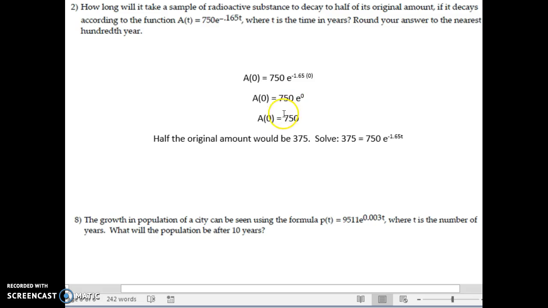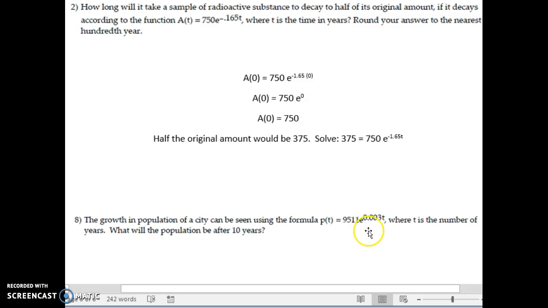750 times 1, 750. So the original amount is 750. Half of that is 375. So what you're solving for is when the amount is going to be equal to 375. So you're plugging in a 375 in here to the left side and then solving for the variable t.